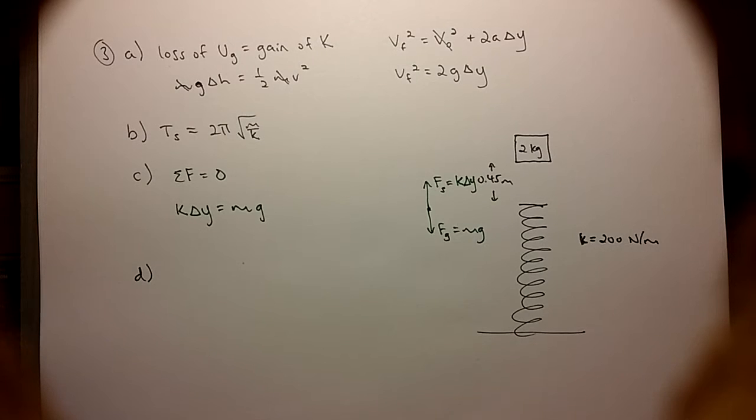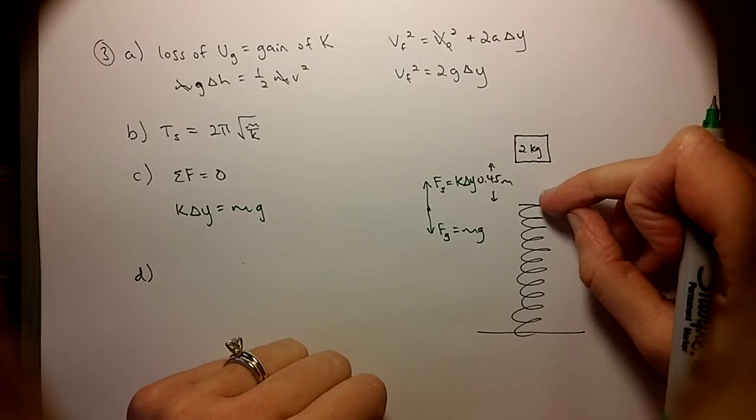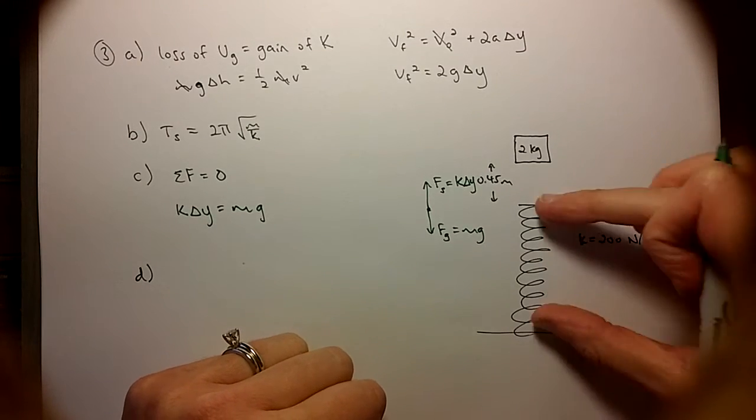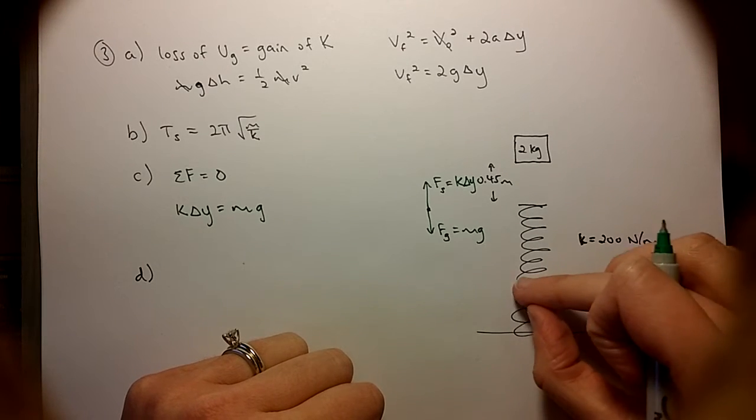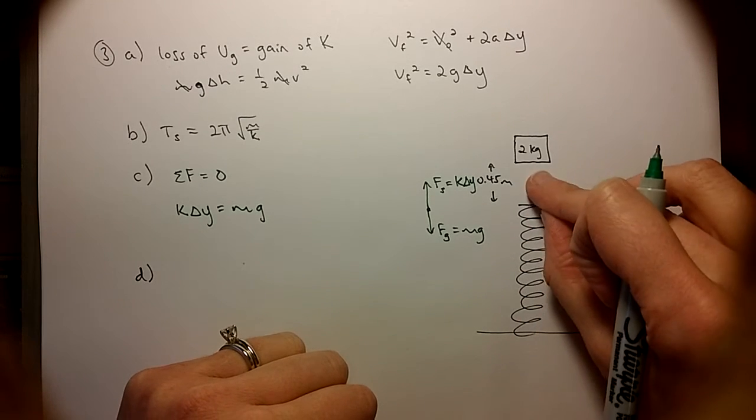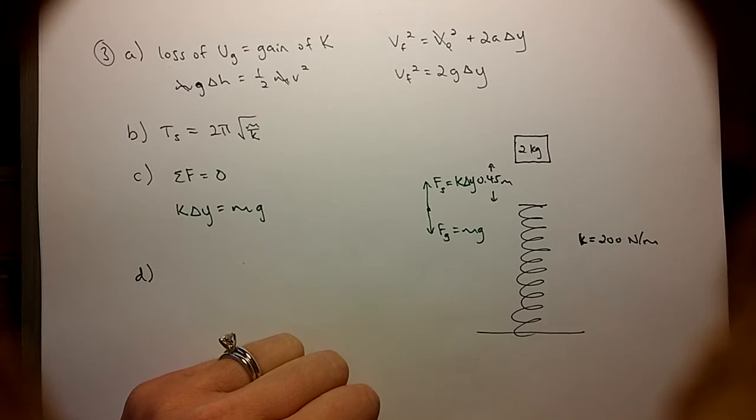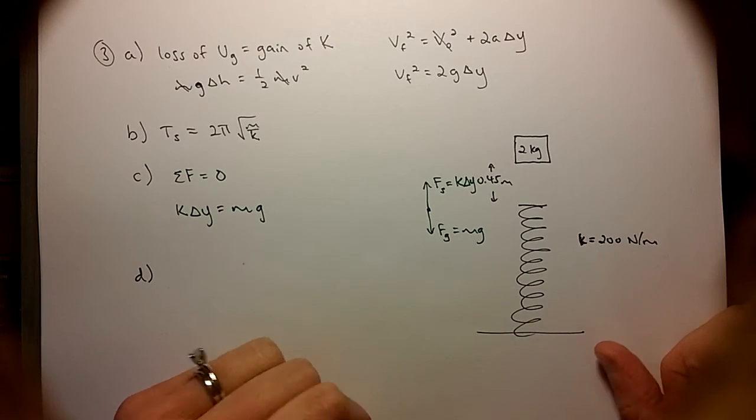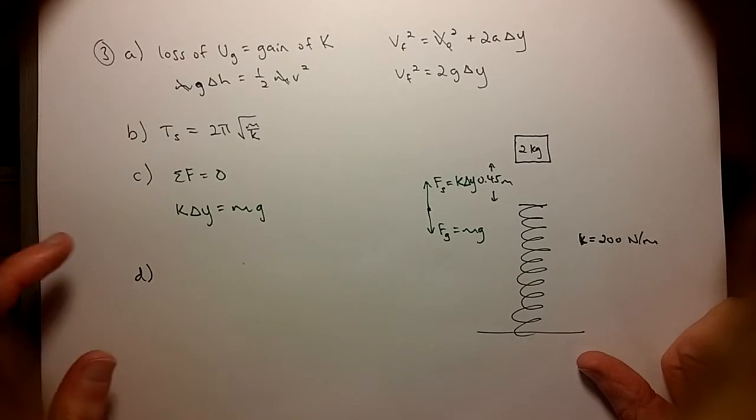So for part D of this one, we're supposed to determine the maximum compression of the spring. So basically, how far will it have been compressed from its initial length when the block comes to rest for a moment and then starts to go back up. So in order to figure that out, we need to use conservation of energy.